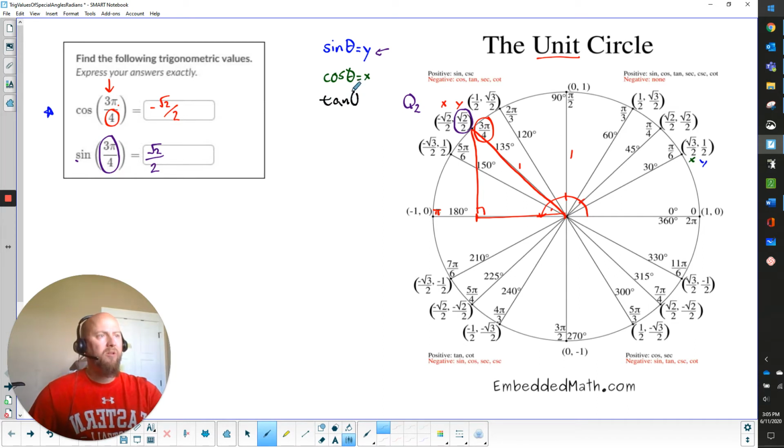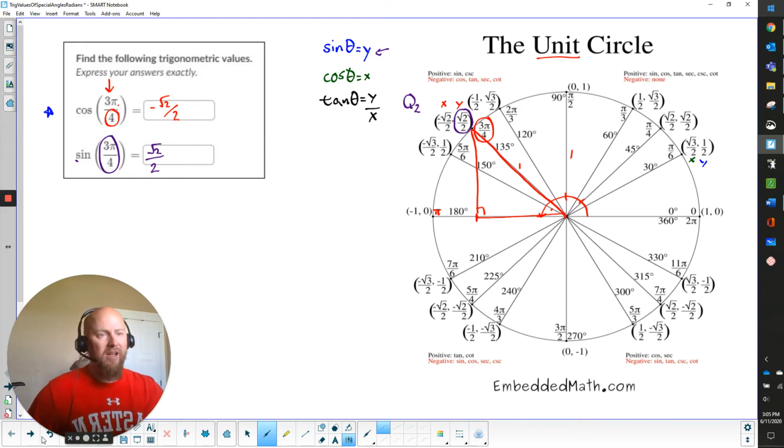Tangent is, and this requires a little bit of reducing sometimes, but it's simply y divided by x. So if you know the coordinate, you can reduce what y over x would be using the x and y pieces. All right, let's go to the next page.